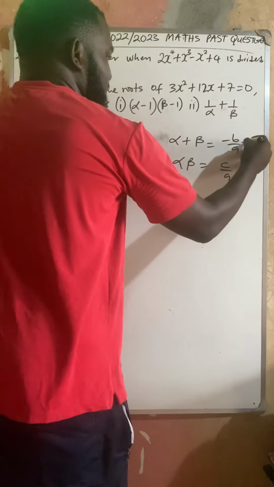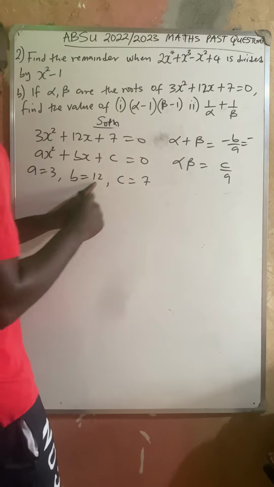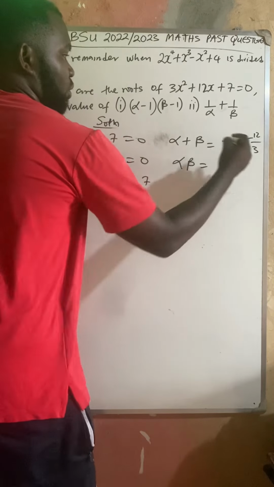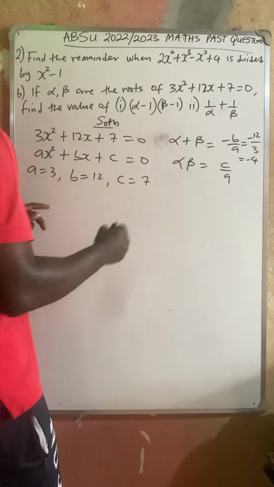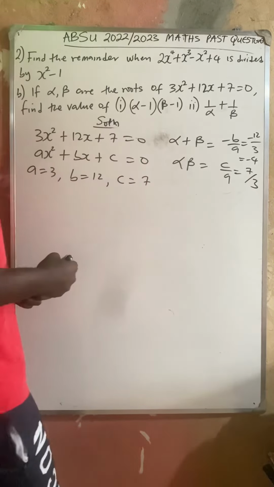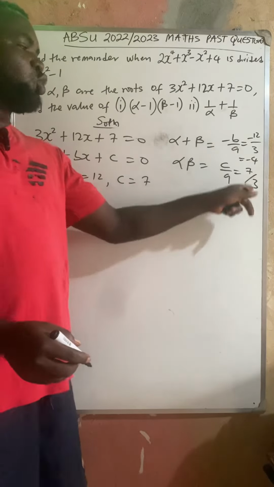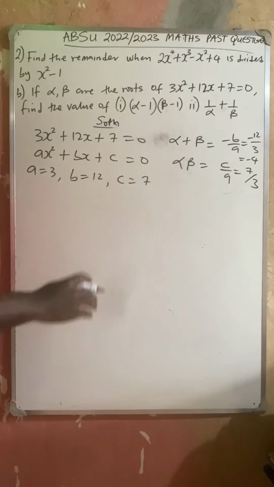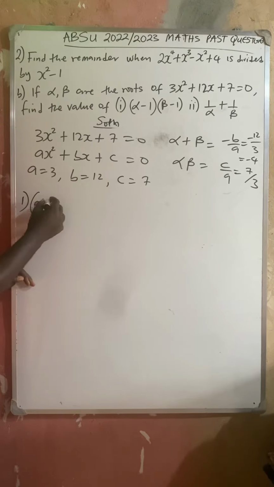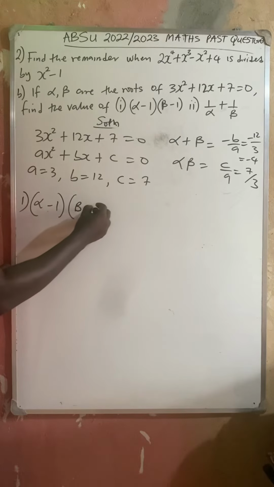So can we get that? Very simple. So minus, what is my b? Minus 12 over my a is what? 3. Okay? Which will give you minus 4. All right? Then this one will give you what? 7 over 3. Since I've gotten these two things, I am done with whatever I'm doing. Now, the first question they say I should find is what? Alpha minus 1 into beta minus 1.